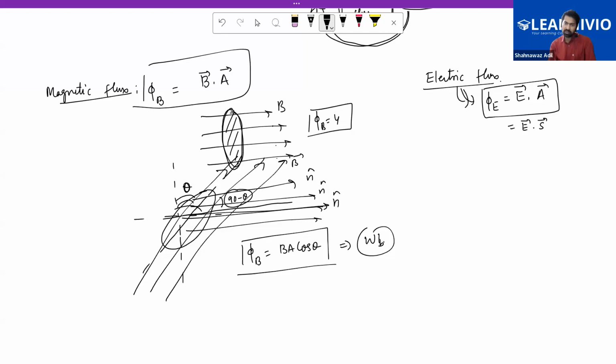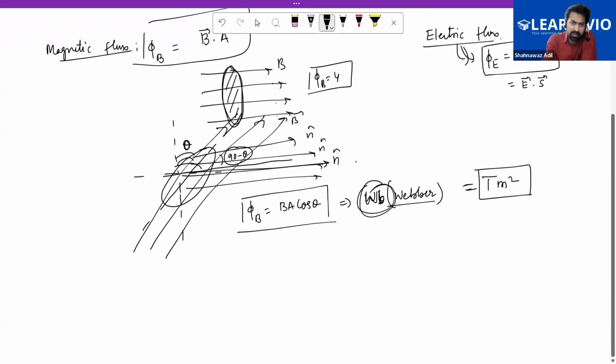It is denoted in Webers, and this is the unit of magnetic flux. It can also be represented as magnetic field in Tesla times area, so it is also written as Tesla meter square. We can represent it as Tesla meter square or Weber. The simple notation is Weber. So this is magnetic flux, and why is this important in EMI?